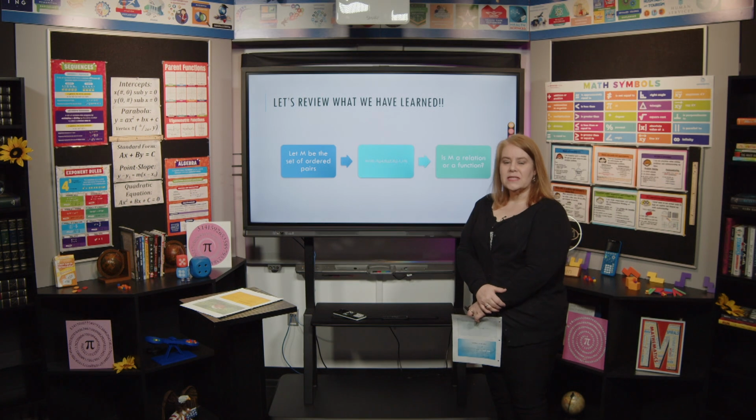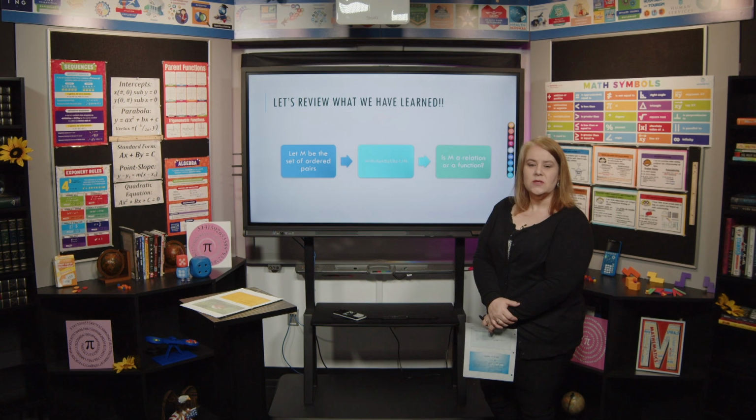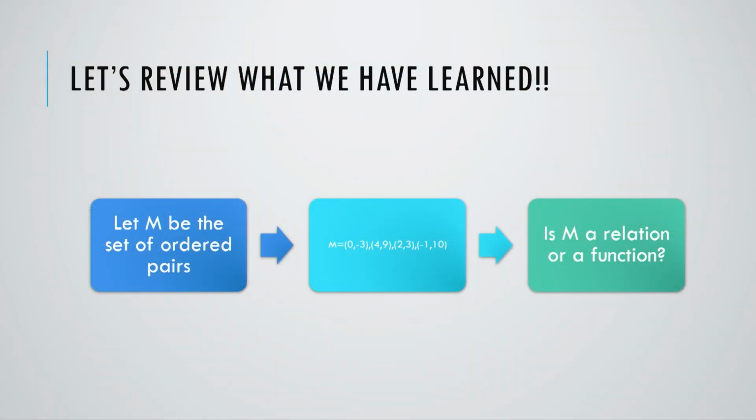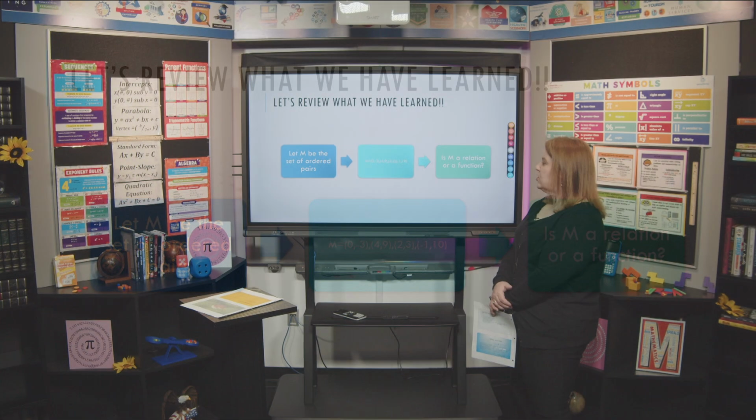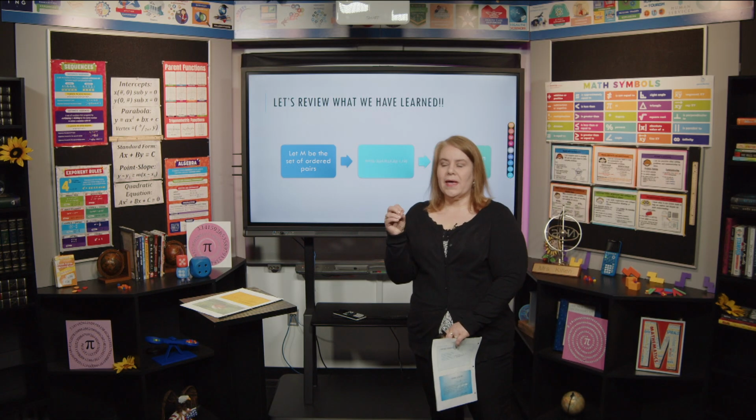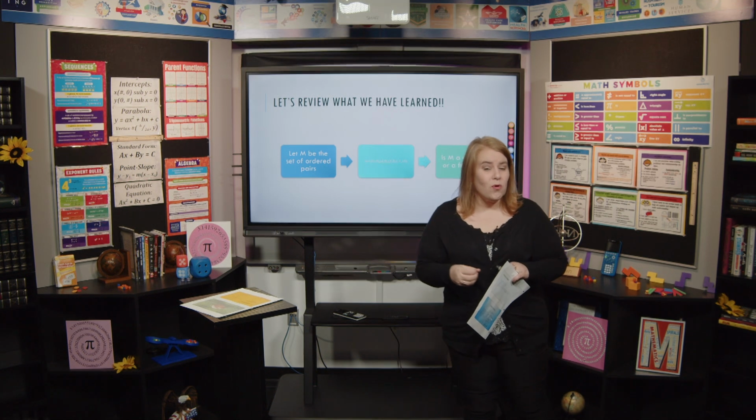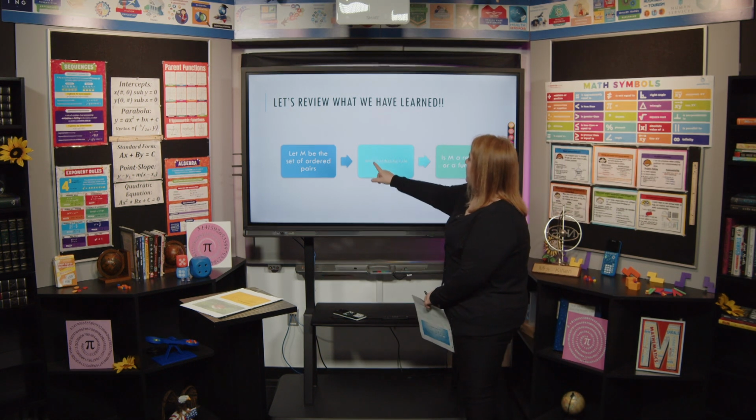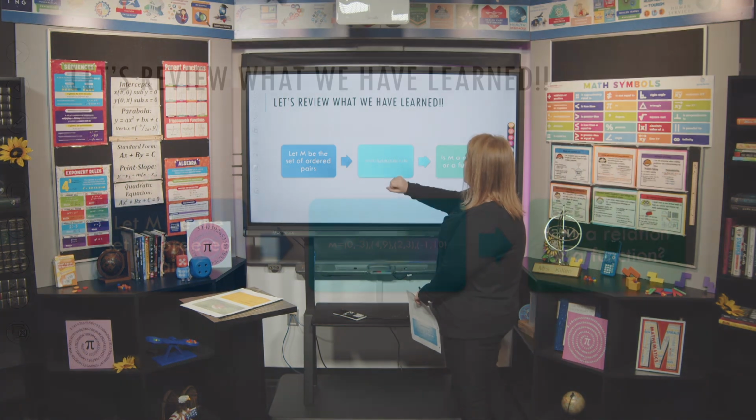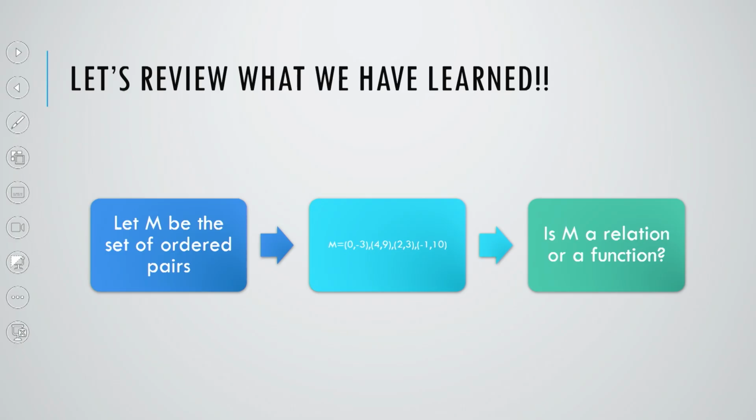So let's go ahead and look at some review. We've done some of these in past lessons. It says, let M be the set of ordered pairs, M equals (0, -3), (4, 9), (2, 3), (-1, 10). I need to know if this is a function or just a relation. Now let's do a little recap. If it's a function, I'll have one x to one y. If it's a relation, I may have more x values represented. So when I look at these, x is 0, x is 4, x is 2, x is -1. So we can see that this is a true function. Let's make sure we keep that in mind as we go through.